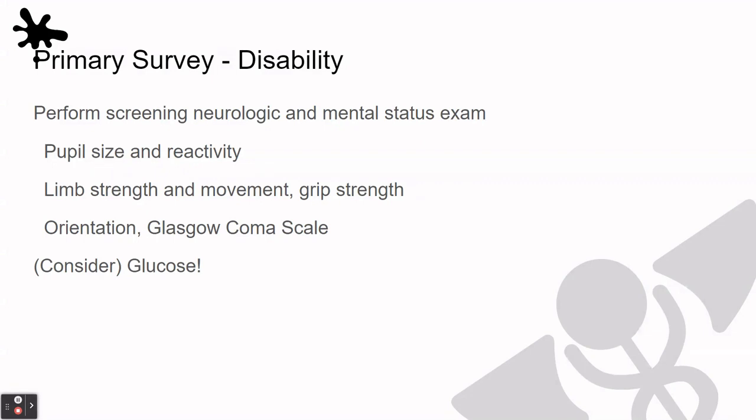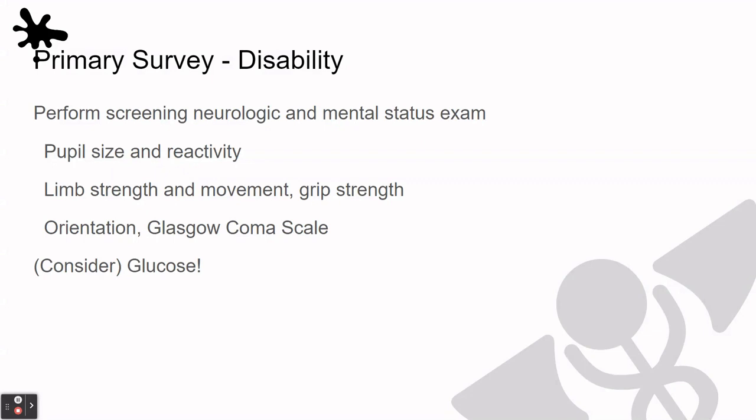Perform screening neurologic and mental status exam. This is really easy to overcomplicate. You're not doing a full neural exam. You're just going to look at pupil size and reactivity, limb strength and movement. Do they seem to be moving all 4 extremities equally? You can do a grip strength. Check if they're A and O times what. Do they know what's going on? Do a Glasgow Coma scale, and that's pretty much it.